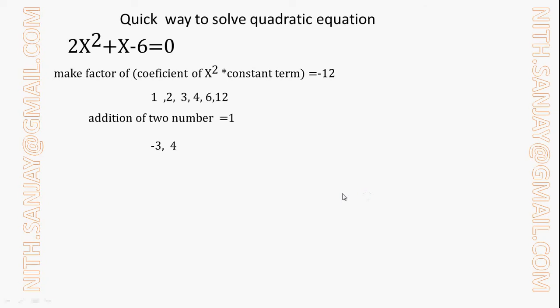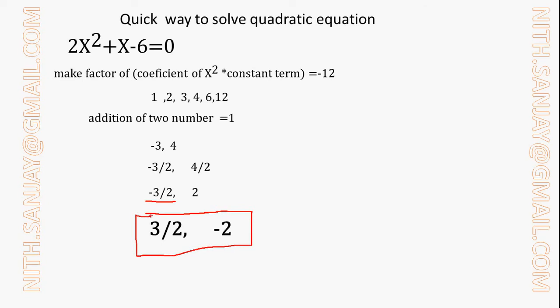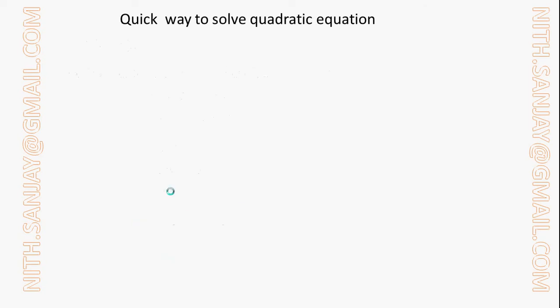Now what I will do is I will divide these numbers with the coefficient of this x square. So I will divide both numbers by 2. So I will get minus 3 by 2 and 4 by 2. When I simplify it, I will get minus 3 by 2 and 2. Now I will reverse the sign of these numbers. So minus 3 by 2 will become plus 3 by 2 and 2 will become minus 2. So these two are the roots of this equation. Okay, got it?